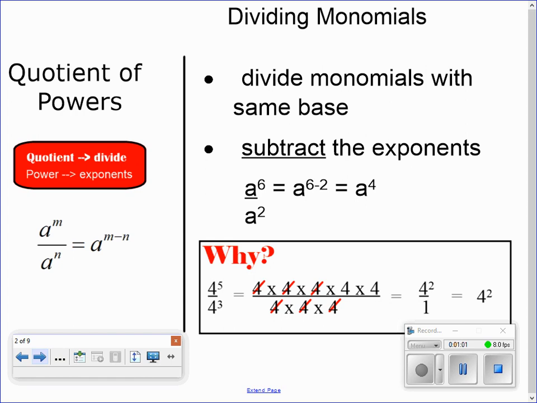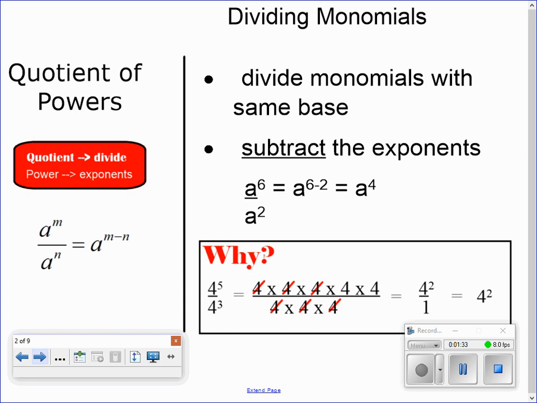Now, why does this work? Well, if we look at another example, 4 to the 5th power over 4 cubed, and write it in expanded form, we'll have 5 4s being multiplied on the top, and 3 4s being multiplied on the bottom. When we simplify, we can cross out things that are the same in both the top and the bottom when there's multiplication all the way throughout. We can form pairs that cancel each other out.